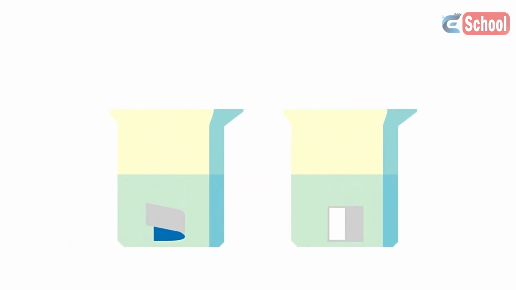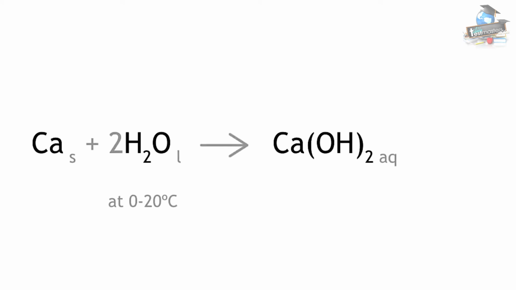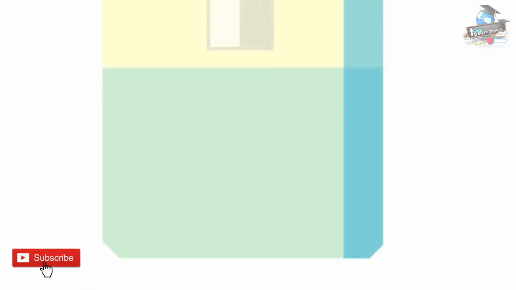The reaction of calcium with water is expected to be more vigorous as the reactivity of these metals increases moving down the group. Calcium reacts with cold water to form calcium hydroxide and hydrogen gas. Note that calcium sinks to the bottom in this reaction. The effervescence shows that a gas is being produced.